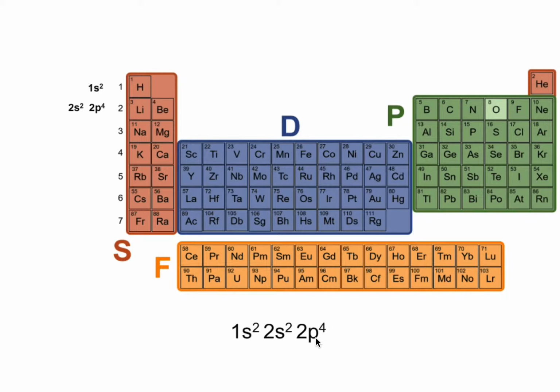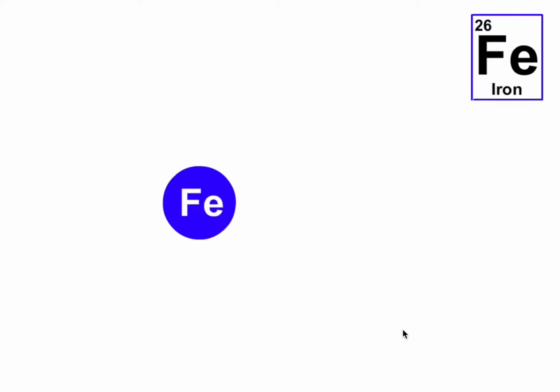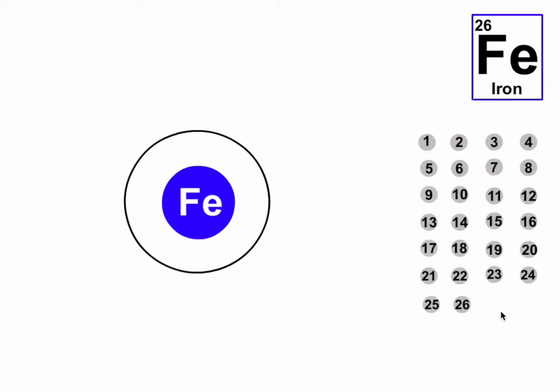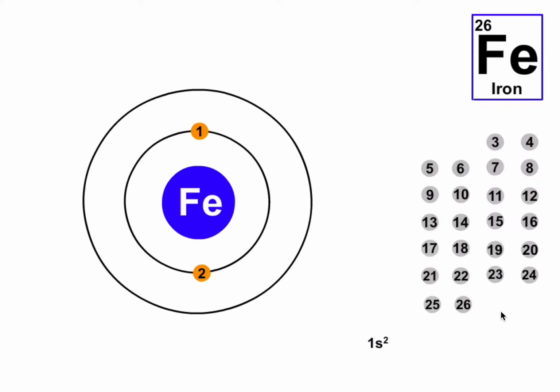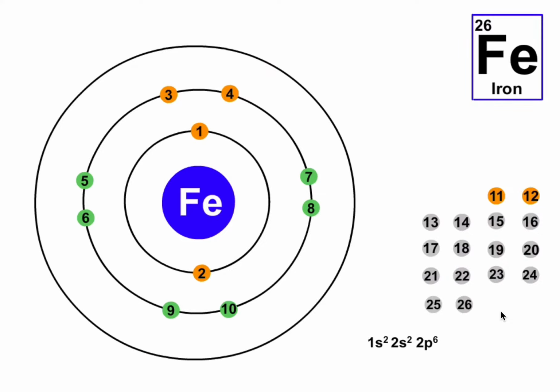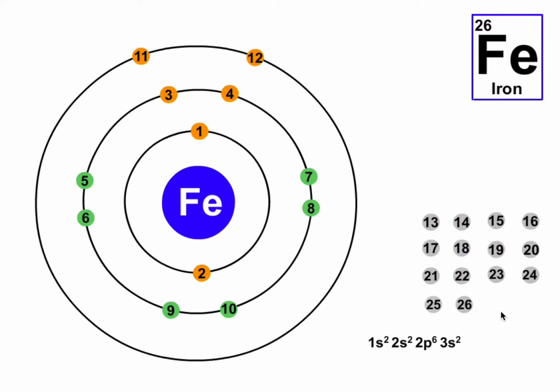Let's take a trickier example, like iron. An iron atom has 26 electrons. These electrons fill up the shells in the order we'd expect. 1s, 2s, 2p, 3s, 3p.